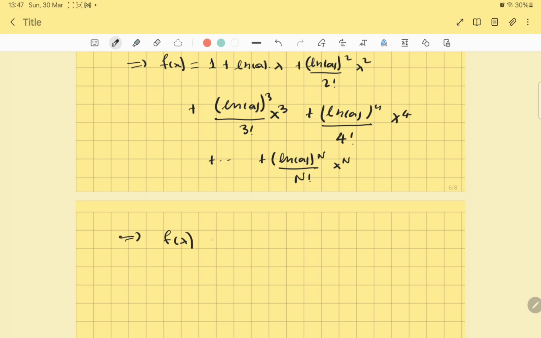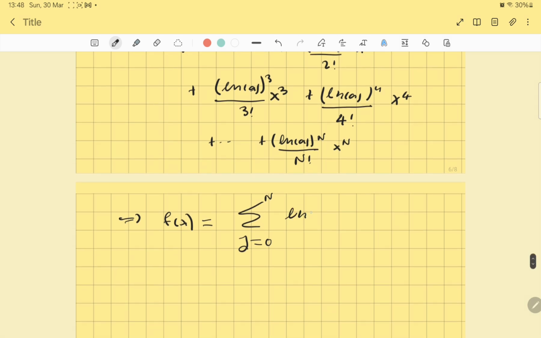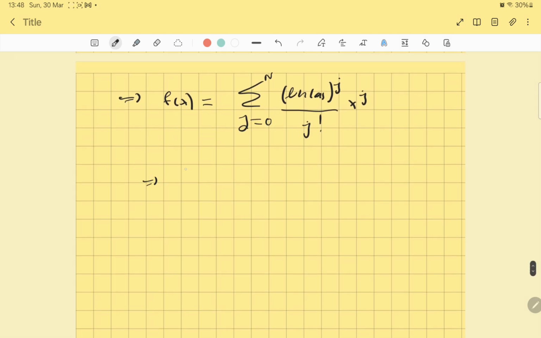So my function f of x can be written as the sum from j equals 0 to n of ln a to the power of j over j factorial times x to the power of j. Or I can write it from j equals 0 to infinity of ln a to the power of j over j factorial times x to the power of j.